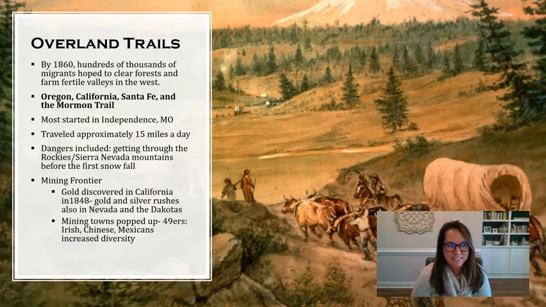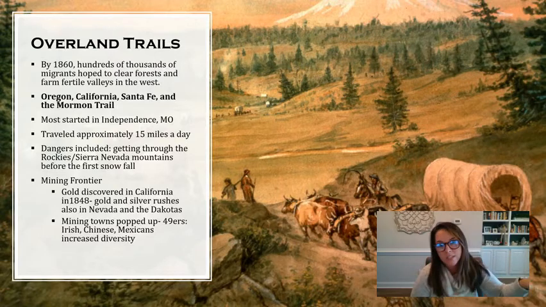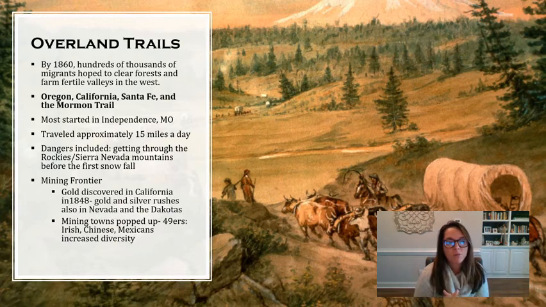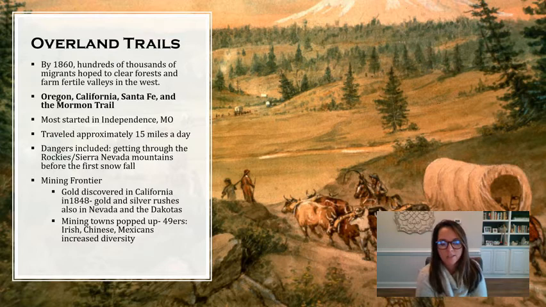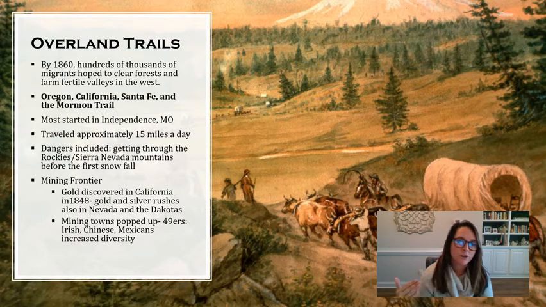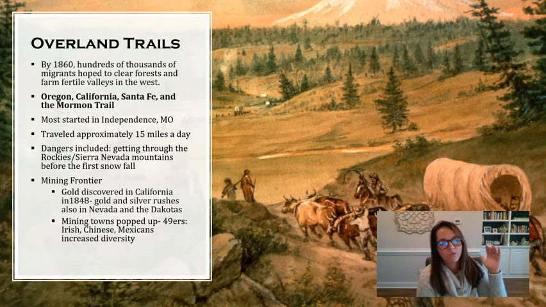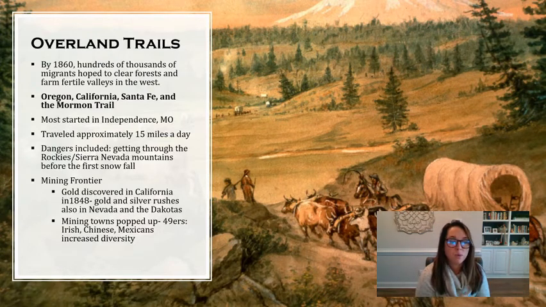Okay, by 1860, hundreds of thousands of migrants have started to move into the frontier. But what's interesting is they are skipping over what today we kind of call the flyover states. They're skipping over the Great Plains and going straight for the coast. So they're going to Oregon and Washington State and California. Most of them are going to start in Independence, Missouri. If you've ever heard of the game Oregon Trail, this was a really popular computer game in the 90s and 2000s.